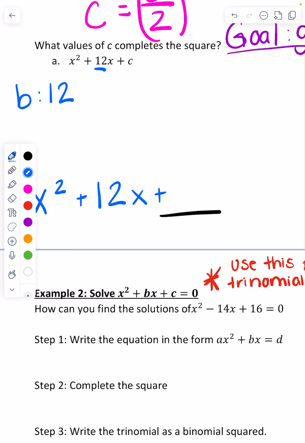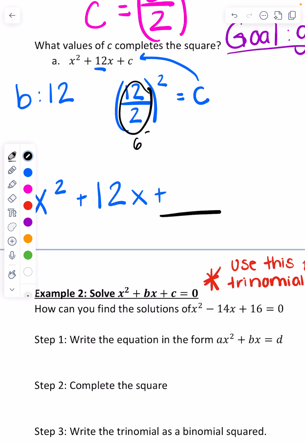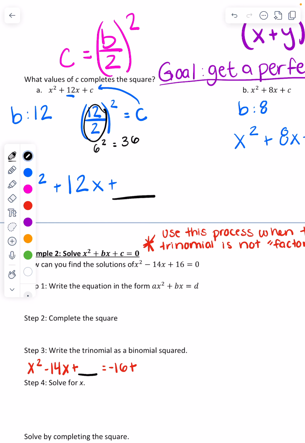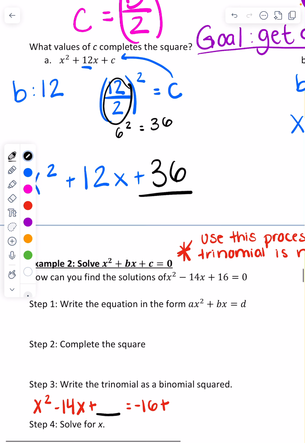So what we're going to do is take the b value, divide it by 2, and square it. Every single time we do that, that tells us exactly what that c value needs to be. All right, so 12 divided by 2 is 6, and then 6 squared equals 36. So 36 must be our missing c value that we need to make a perfect square trinomial.